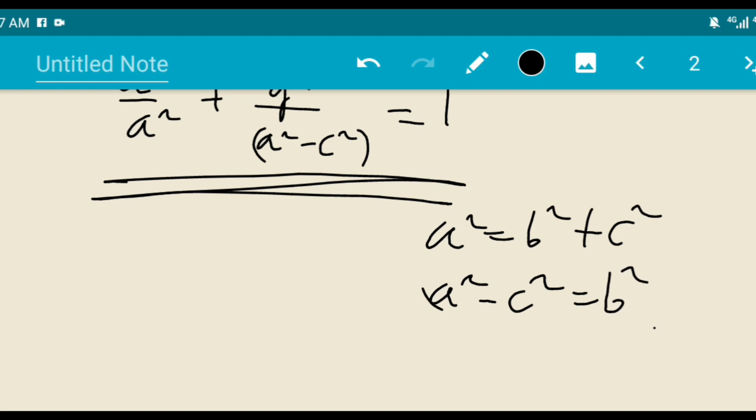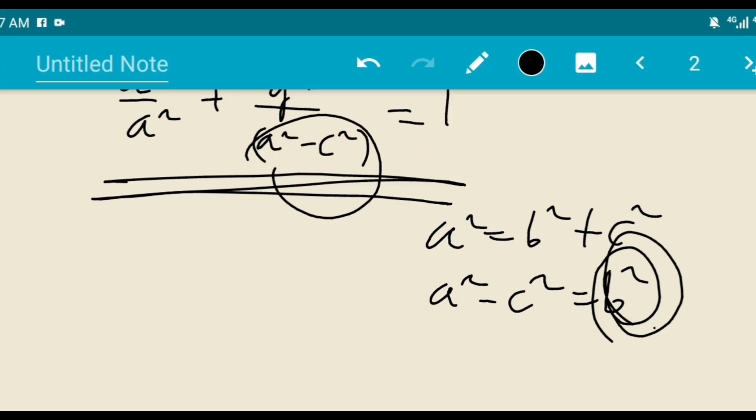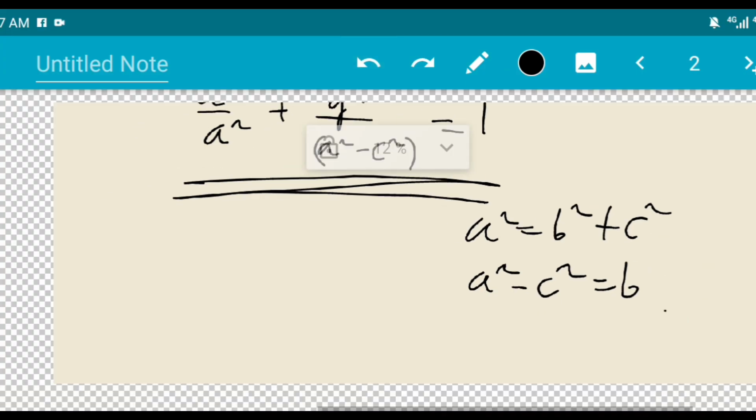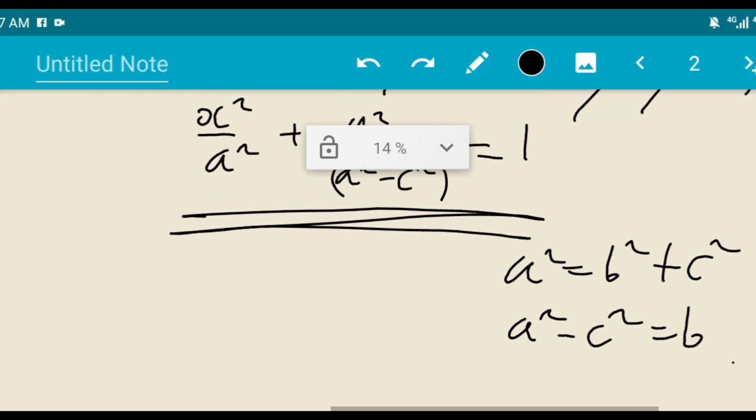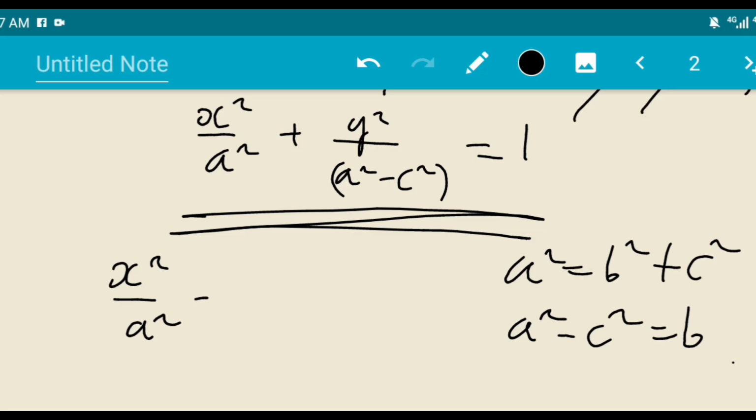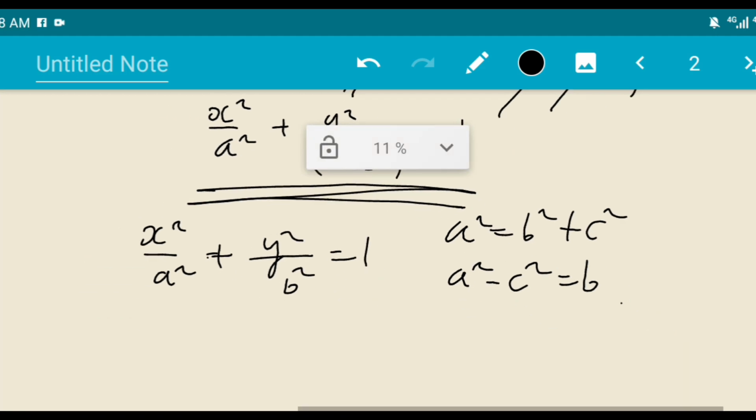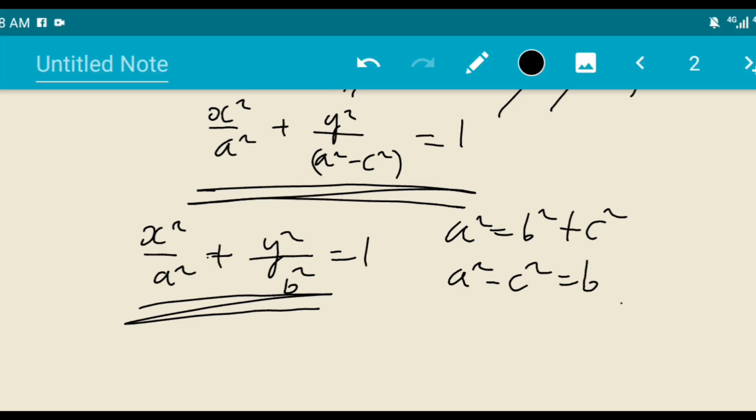So this a squared minus c squared is also this a squared minus c squared, which is equal to b squared. So we can just replace this with b squared. So finally, our final equation of an ellipse is going to be x squared over a squared plus y squared over b squared should be equal to 1. Then we're done. This is our final equation.